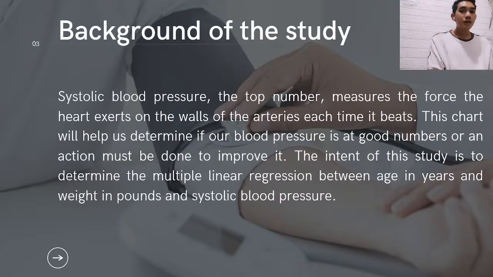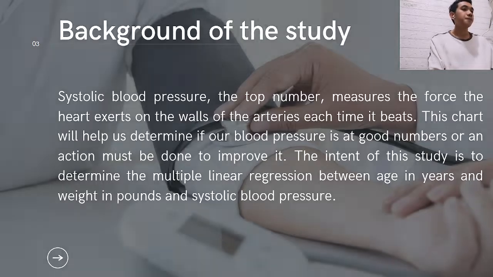Moving on to the background of the study. Systolic blood pressure, the top number, measures the force the heart exerts on the walls of the arteries each time it beats. This chart will help us determine if our blood pressure is at a good number or if action must be taken to improve it. The intent of this study is to determine the multiple linear regression between age in years and weight in pounds and the systolic blood pressure.